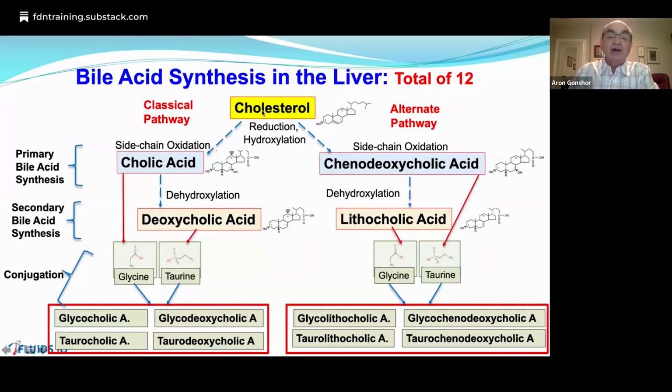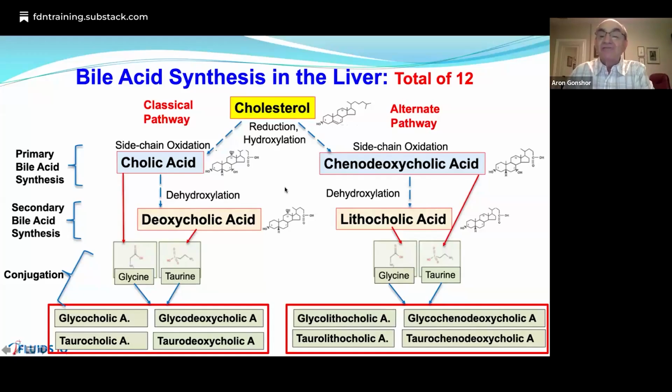It starts with cholesterol. And the cholesterol basically goes through a classic or alternate pathway. And what does it do? It forms two acids, cholic and chenodeoxycholic acid. So those are two. Then they get dehydroxylated to deoxycholic and lithocholic acid. So now you've got four. Then they get conjugated with glycine and taurine, and so you get all of these different combinations and you get another 8.